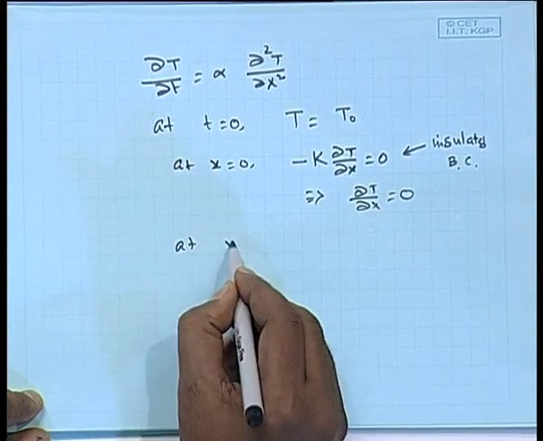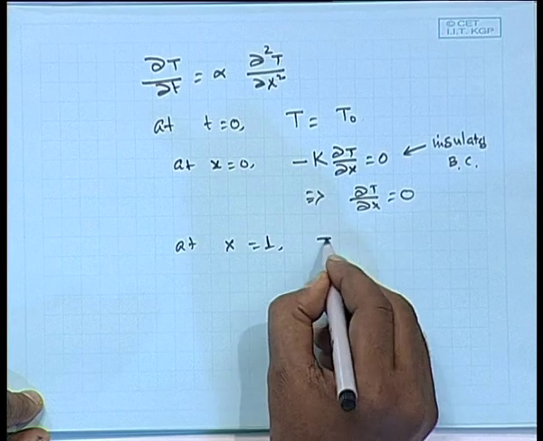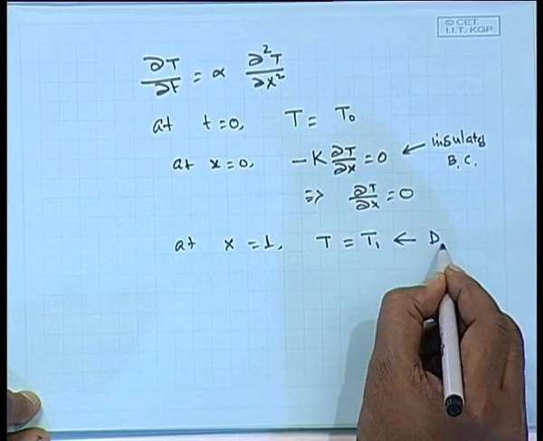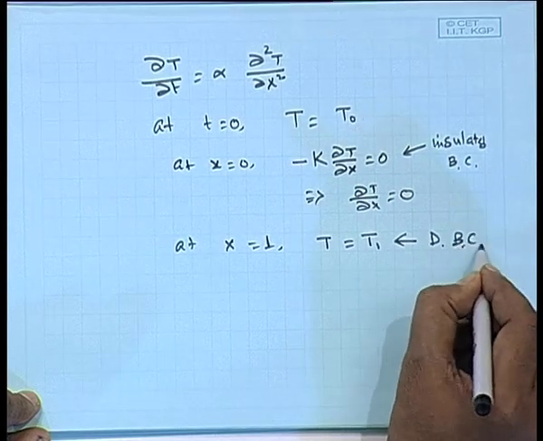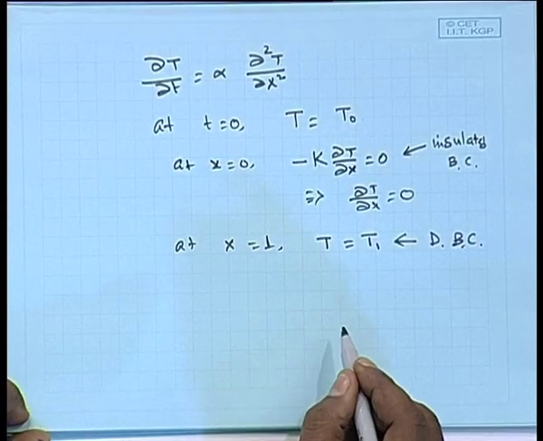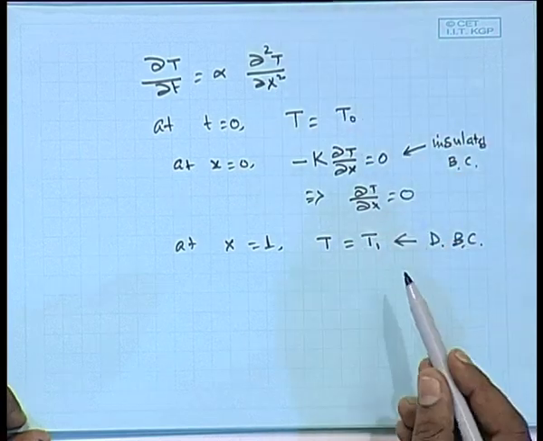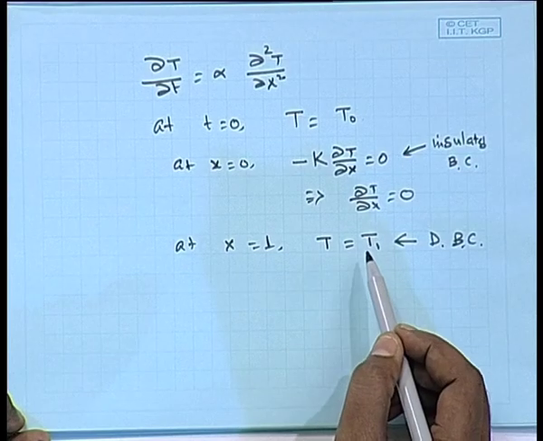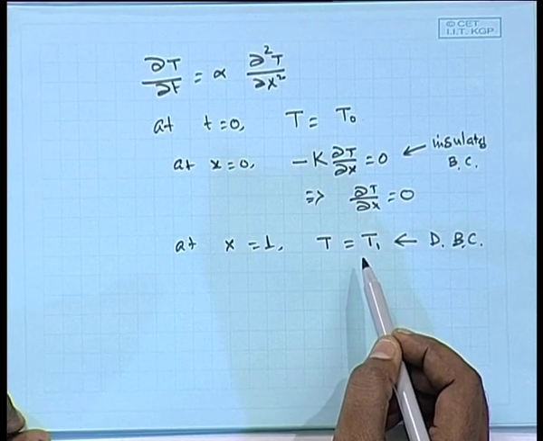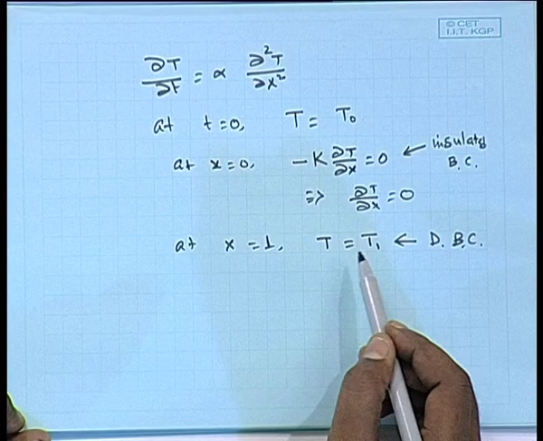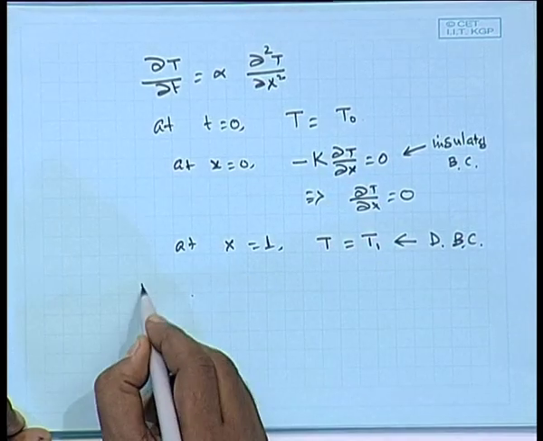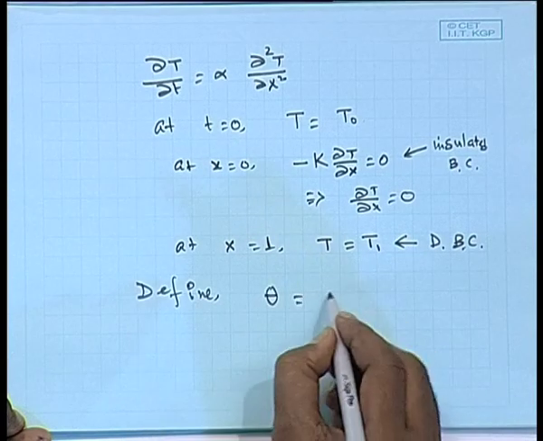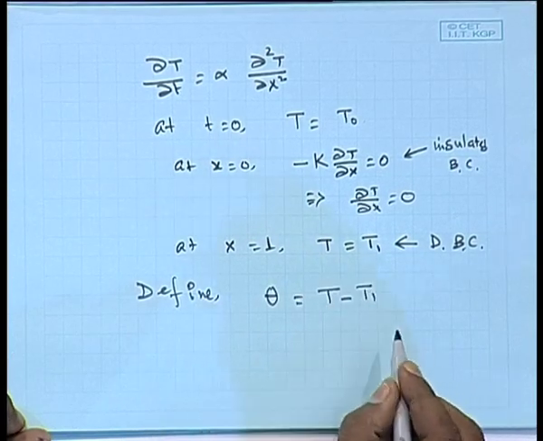Let us say at x equal to 1, you are maintaining a temperature T is equal to T1, that means a Dirichlet boundary condition is existing here. Now, there are two sources of non-homogeneities: the initial condition and one of the boundaries. So, you make the boundary condition homogeneous by doing an origin transfer of temperature. Let us define theta as T minus T1.